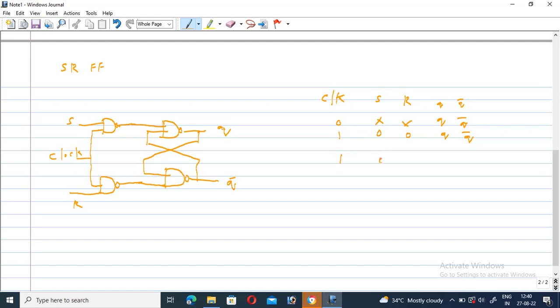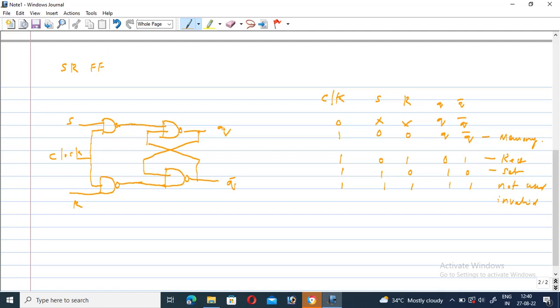When the clock is 1, the 0 1 condition is a reset condition. When the clock is high, S value 1 and R value 0 is nothing but a set condition. The 1 1 condition is not used, or invalid. Set and reset together are what is called memory.